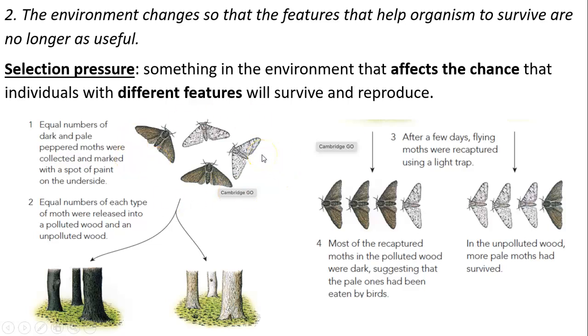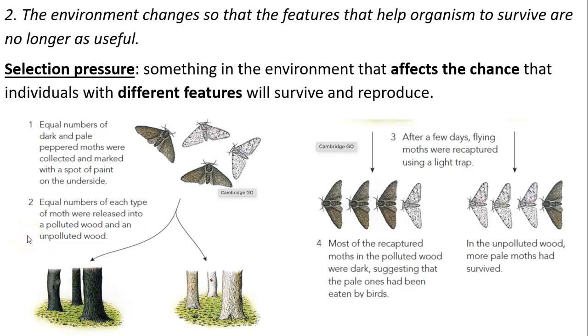They could hide when they just stop on the barks of the trees. So at this time, the advantageous feature was having a white color. But after a while, factories increased in the area, and unfortunately, the barks of the trees started changing into a darker color. Accordingly, now the ones that had the advantageous feature became the ones with the dark color.